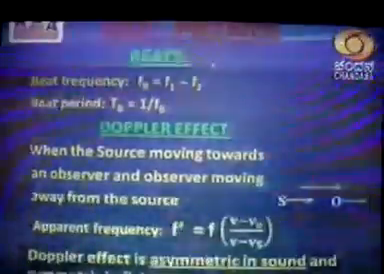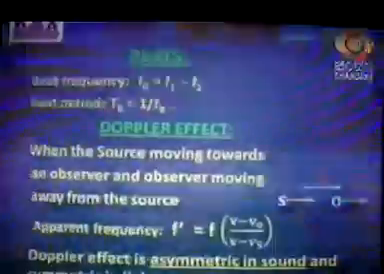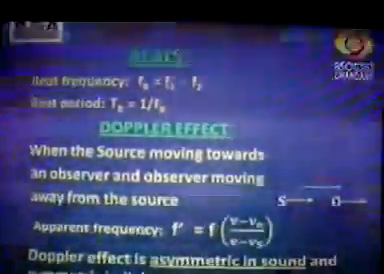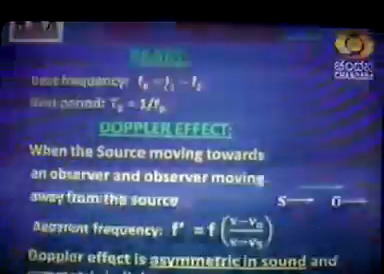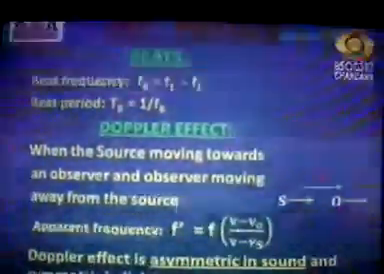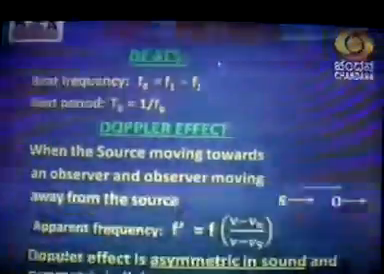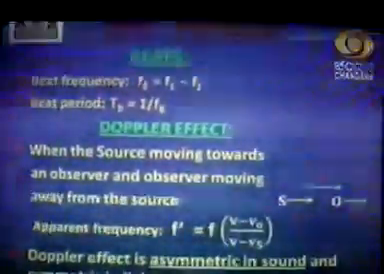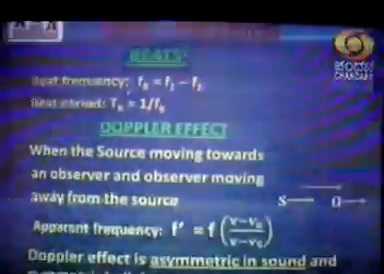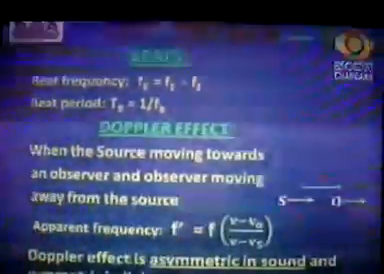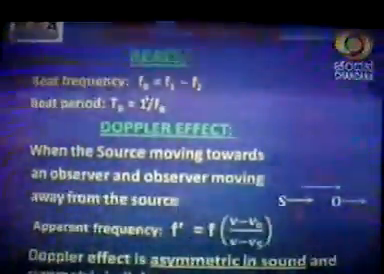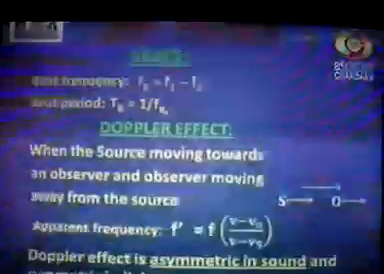Next, coming to the topic beat. When two waves of slightly different frequencies superpose, there is a slight waxing and waning of sound. There is a sudden increase and decrease in the pitch of the sound heard. We call these beats, and the number of beats heard is equal to the difference between the frequencies of the two superposing waves, and the time period between two successive maxima or successive minima is the reciprocal of the beat frequency. That is, 1 upon beat frequency.